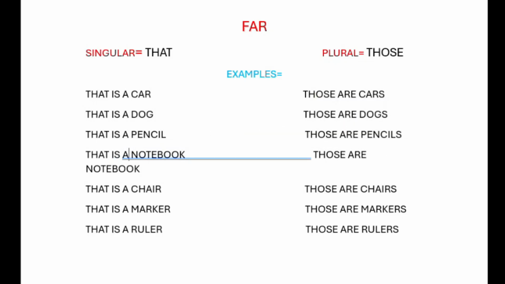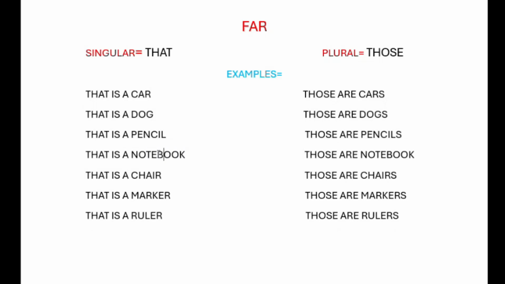I'm gonna add the article. Okay, so here, that, hold on. Yeah, that is a notebook. That is a chair. That is a marker. And that is a ruler. And here we have the plural form using the word those.